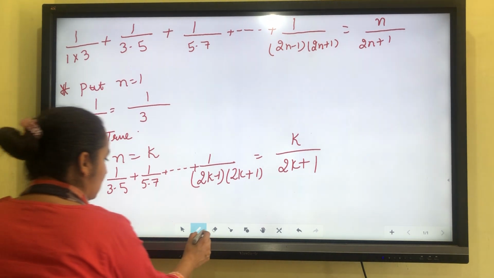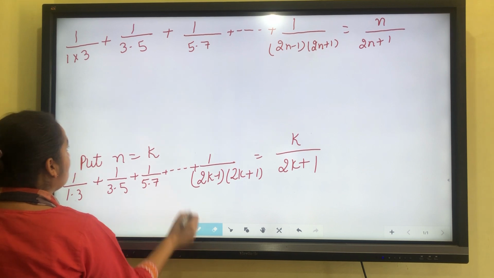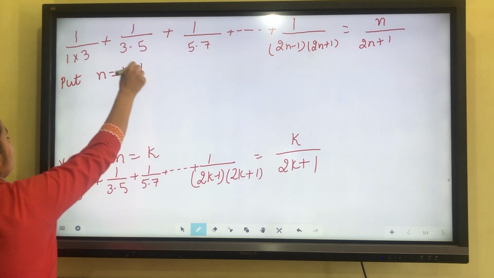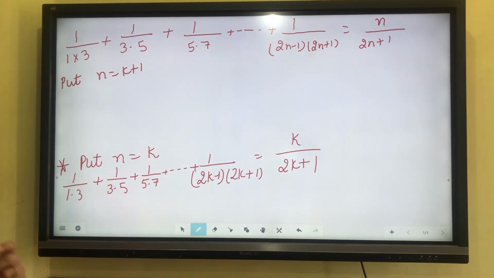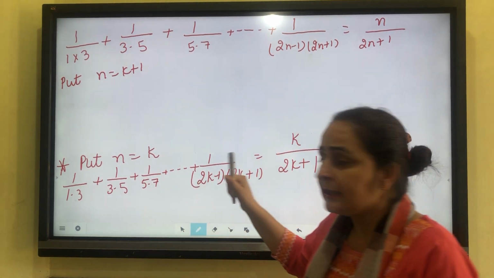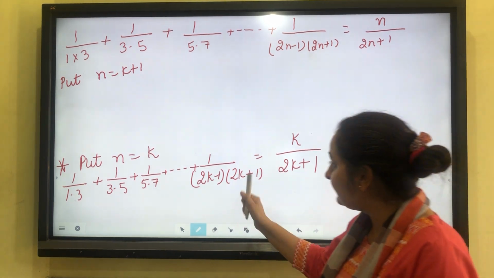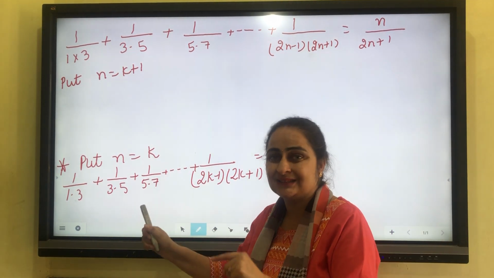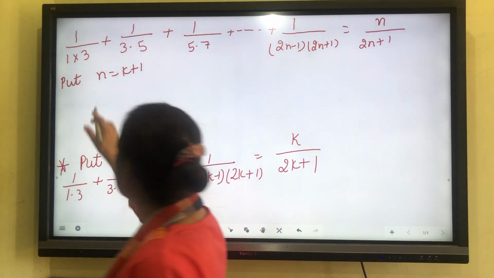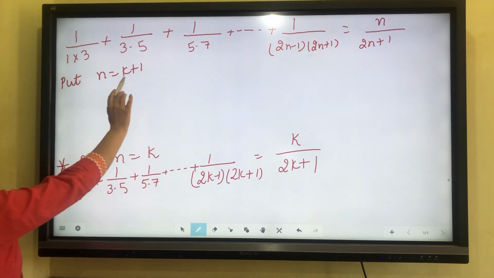And what is the third step? In the third step, we will take n equal to k plus 1. What does n equal to k plus 1 mean? I told you earlier that if there are 100 terms, that is the second step, I am writing here all 100 terms. If I want to write the 101 terms, then what is the method? Write the previous 100 terms plus one more term, that is the 101st term. The same step I am using in the third step here, that is put n equal to k plus 1.